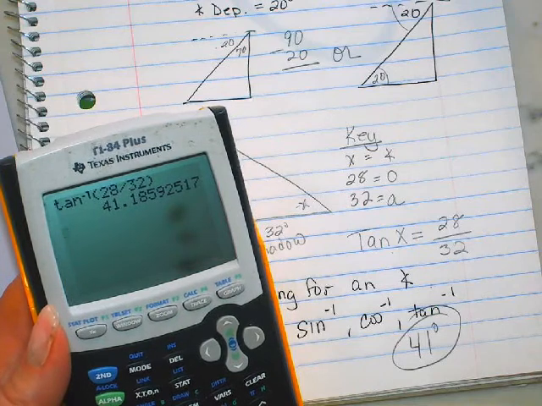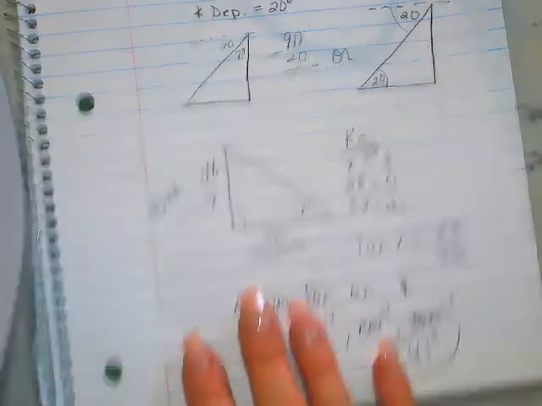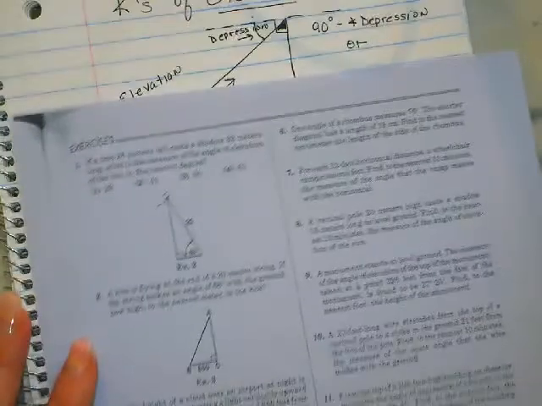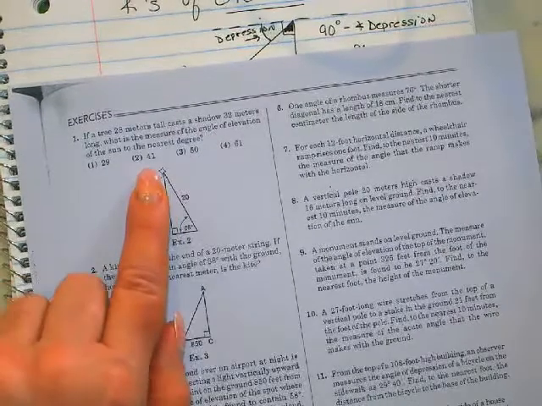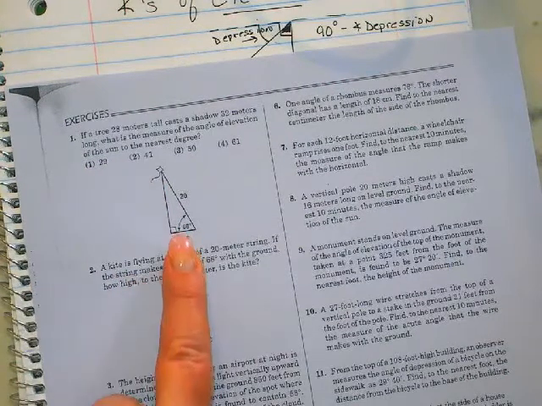Okay, so remember, when we're looking for angles, we have to hit that second function key. All right, that being said, let's look at another one or two questions. Okay, well here, that was a multiple choice, it's 2.